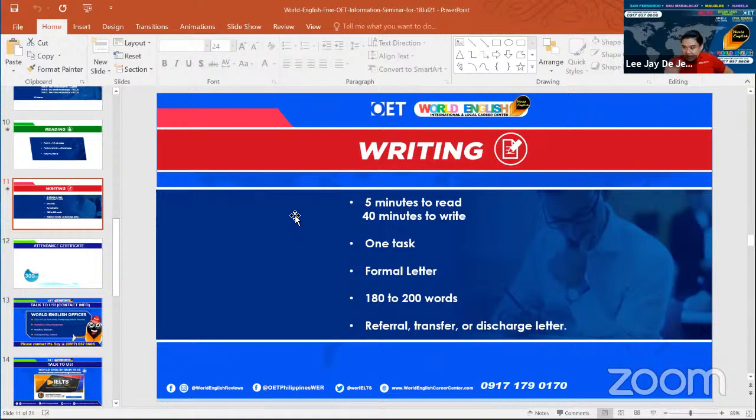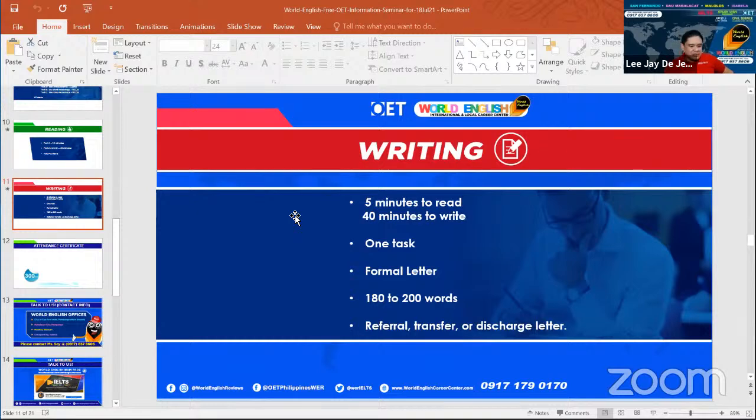For IELTS, it's not unusual to see people who've gotten like 8.5 in listening, 8 in reading. They got 7 or 7.5 in speaking. Tapos yung writing nila 6.